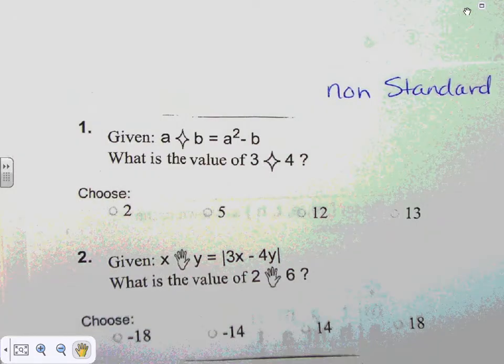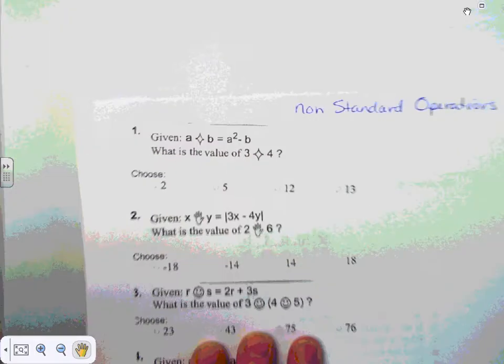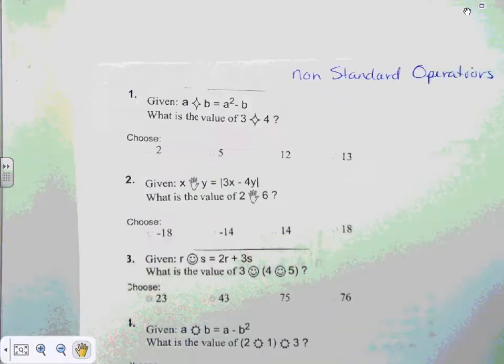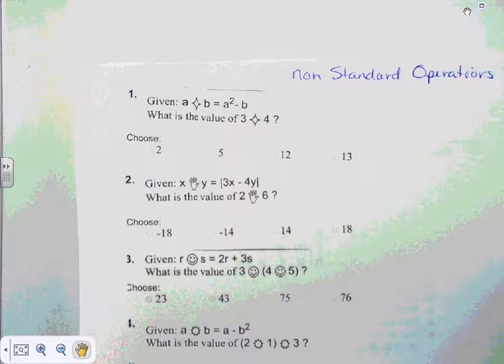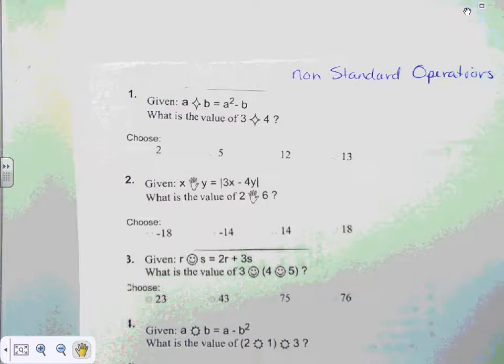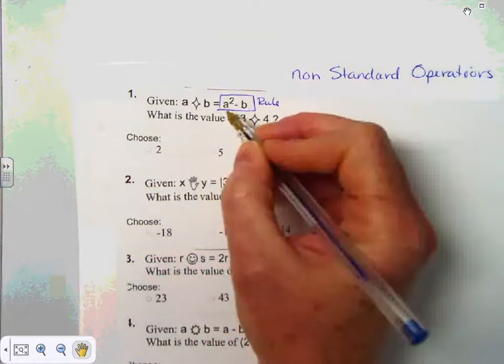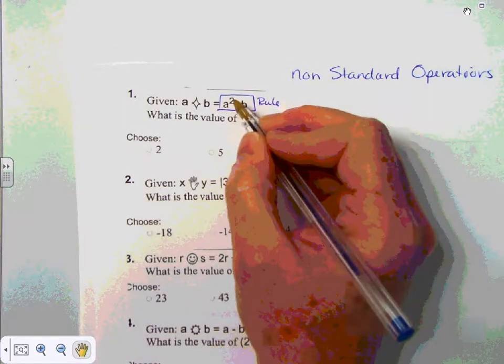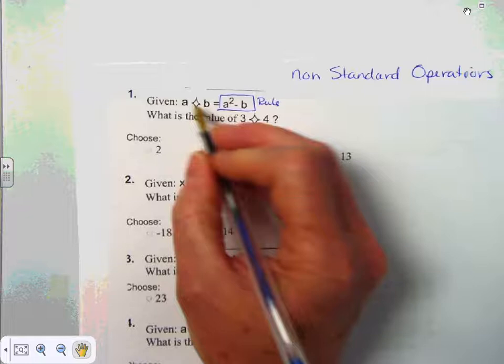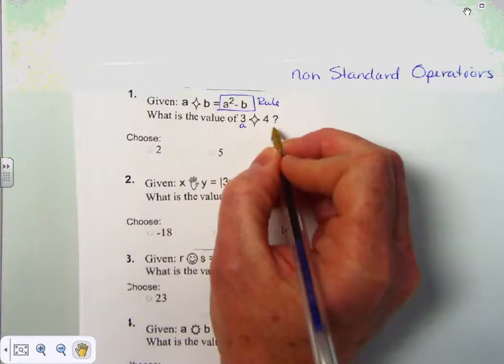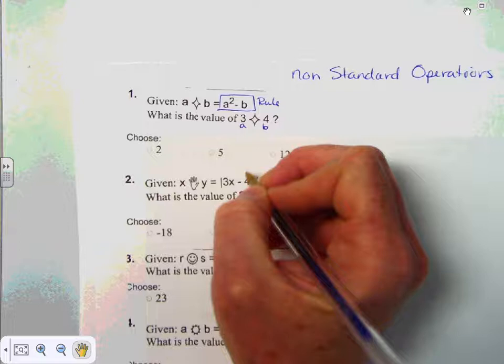Let's pay attention, please. All right, these are non-standard operations. So when you look at the symbols, don't freak out. They're going to give you the definition of the symbol or the rule for the symbol. And so A diamond B, I'm going to call it a diamond for lack of anything better. A diamond B's rule, whatever you want to make it, is whatever the A value is, we square it, and then we subtract the B value. So A diamond B, the 3 would be the A, the 4 would be the B.